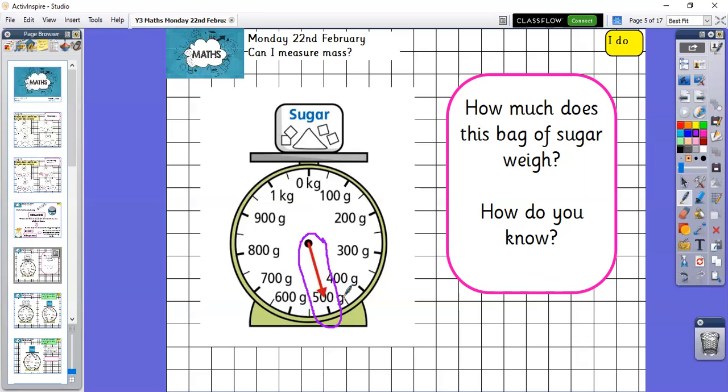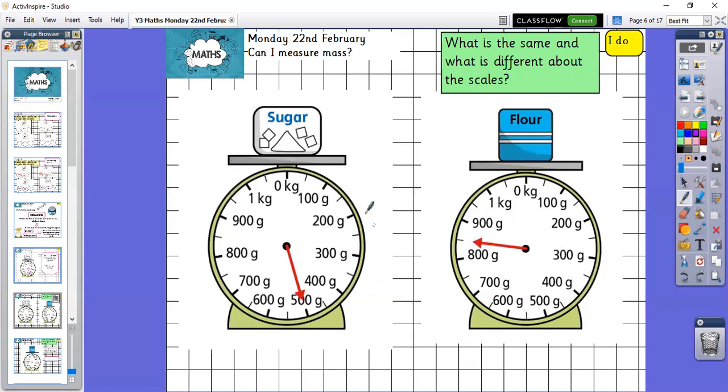Okay, so when we're thinking about it, you've probably already spotted this glaring red arrow pointing at a number, and it's got a G next to it. So very quickly, you've probably picked up that this amount of sugar weighs 500 grams. That's quite easy, isn't it? If the arrow is pointing at the number nice and clearly, it's really easy to tell how much that would weigh. Usually the arrow is there to help us, but what if the arrow was not pointing at a number specifically? What about if it's pointing at a different area?